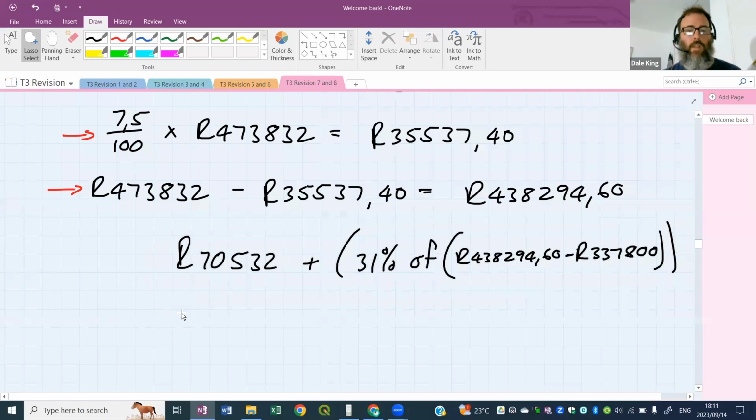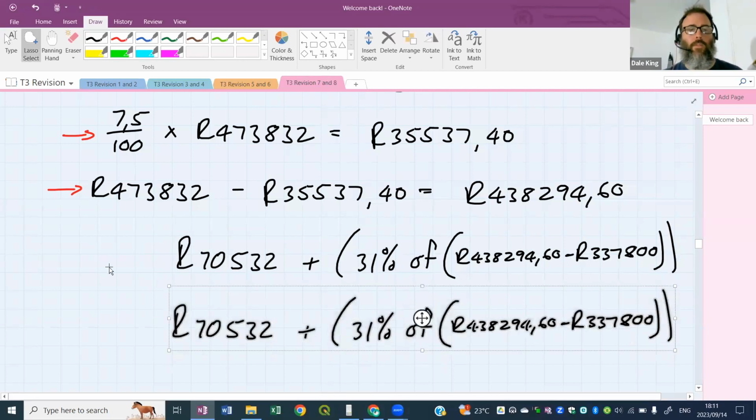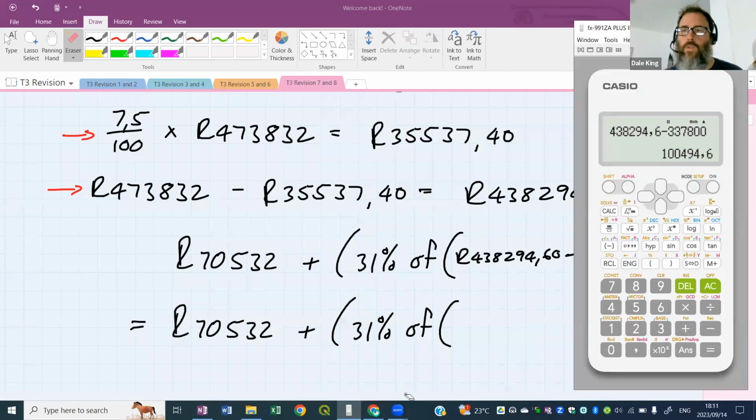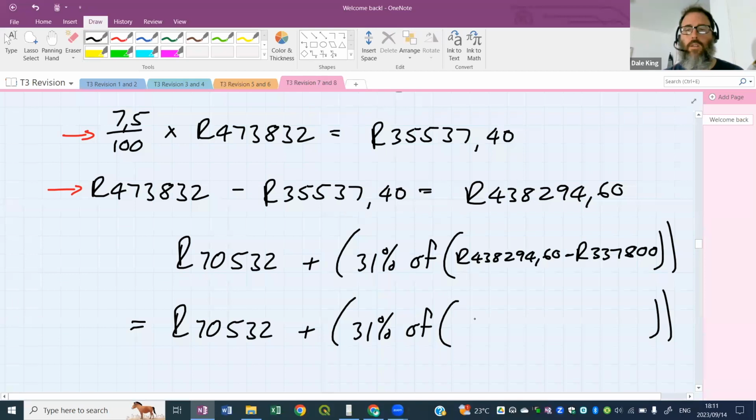And we'll go to the next step. All right. So this equals, and now the amount that we are above 337,000 is 100,494 and 60 cents. 100,494 and 60 cents. Okay.